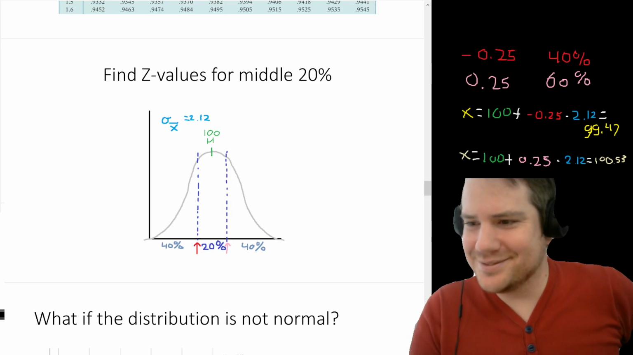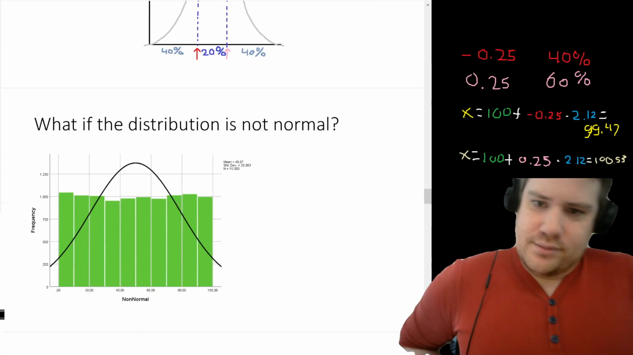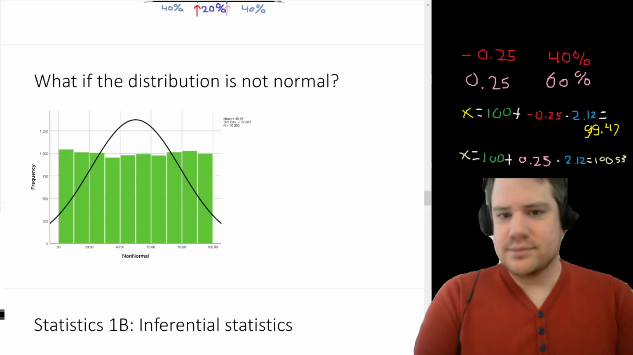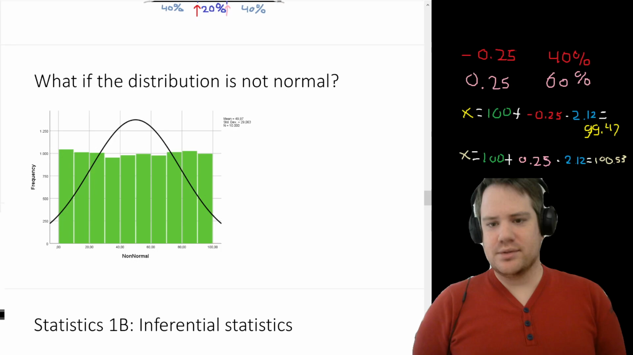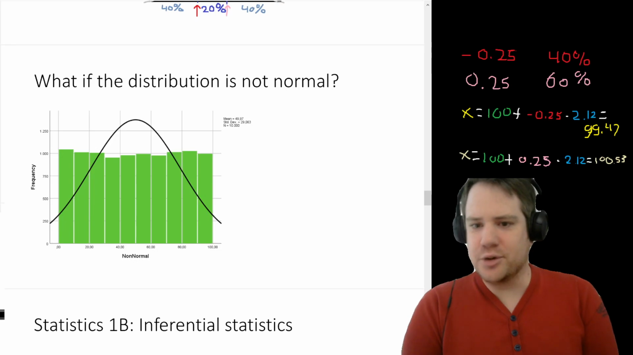Very cool. Finally, this will end the part on statistics 1a. We keep talking about how it has to be normal. I just wanted to give a small demonstration of what happens when it's not normal.